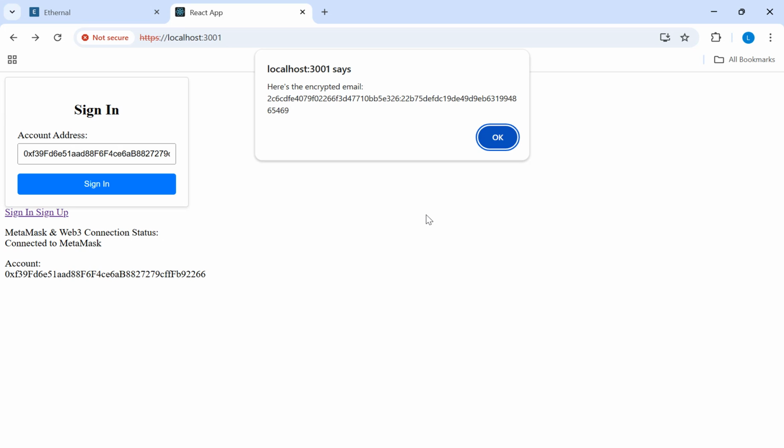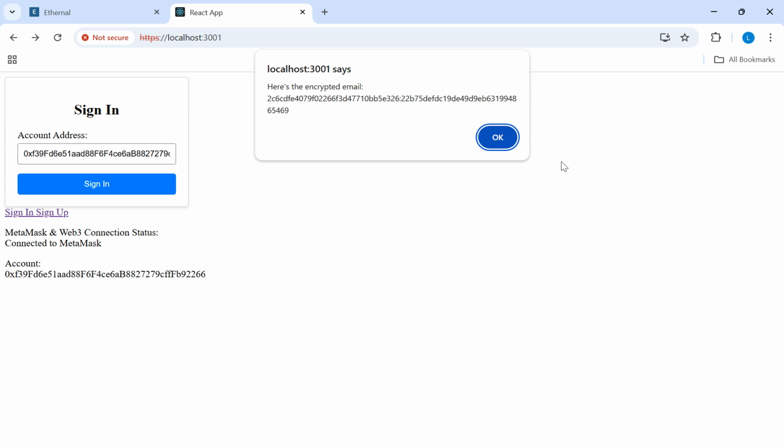The blockchain, or the smart contract in the blockchain, has verified the signature, and this means receiving this encrypted email address means that the user is indeed the owner of this address, is indeed the person who signed, or the owner of the private key that signed that message.